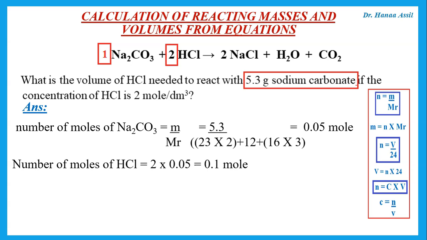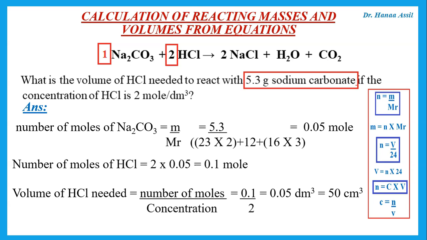Then we get what we're asked. We're asked to get what? Volume of HCl. Which equation should I use? HCl is a solution. So the volume of the solution is the number of moles over concentration. The number of moles we got, the concentration we are given, the answer for volume here comes out in decimeter cubed. If we're required to get it in centimeter cubed, multiply by 1,000.